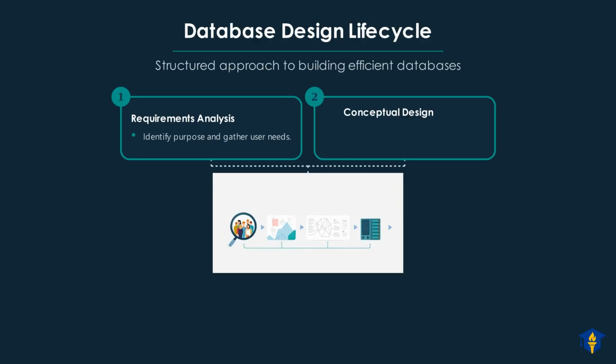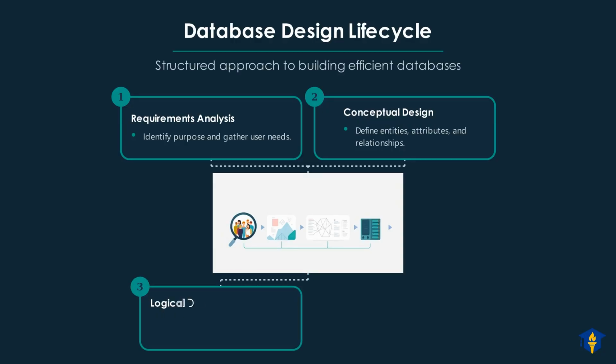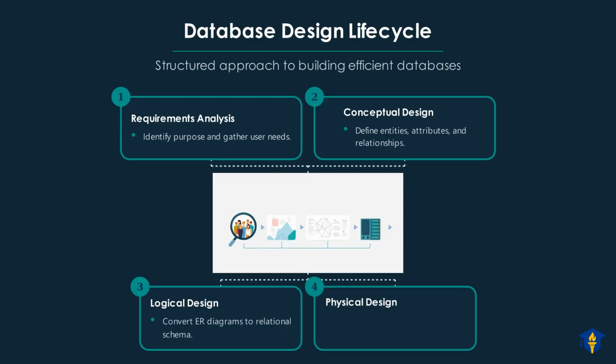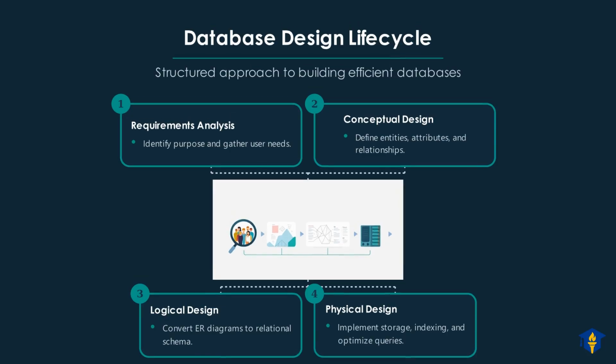Next, we move to conceptual design, which focuses on high-level structures. In this stage, we define entities, their attributes, and relationships between them. Following that is logical design, where the conceptual model is refined. We convert the ER diagrams into a detailed relational schema in this phase. The final stage is physical design, which involves implementing the database. This includes implementing storage, indexing, and optimizing queries for performance.